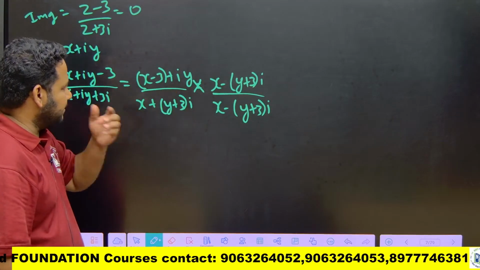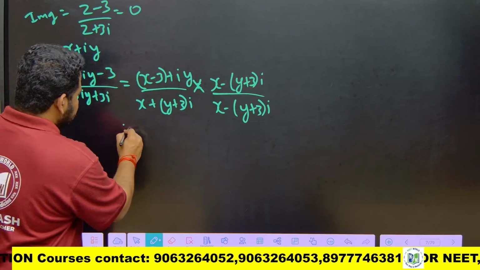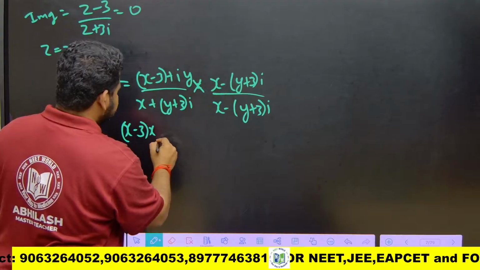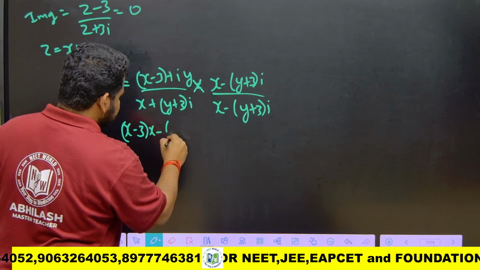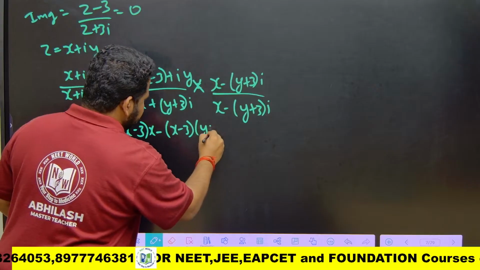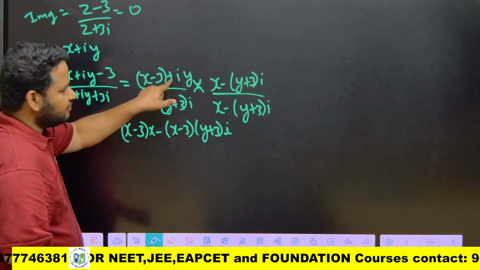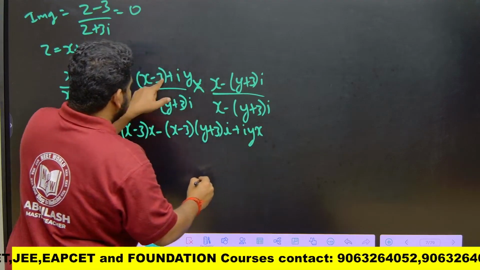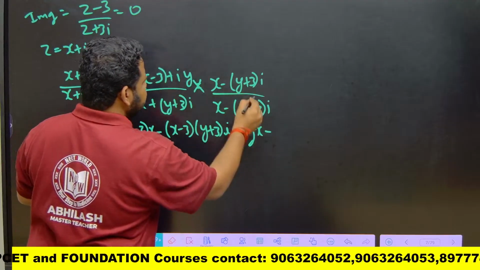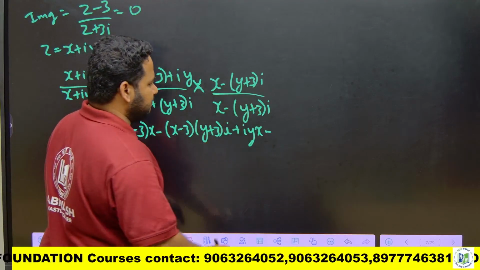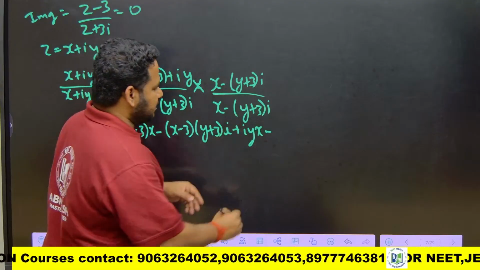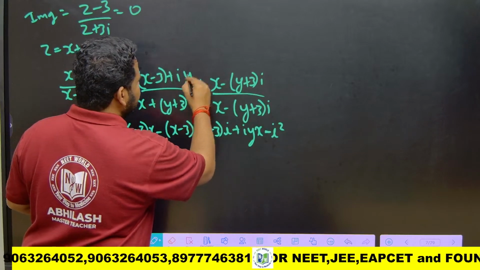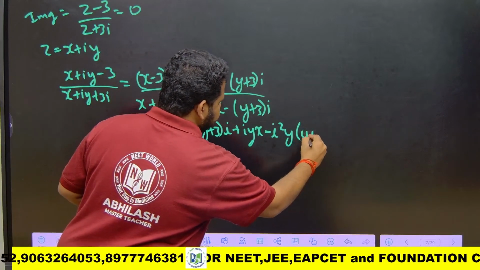Now I have to multiply this. So what will I get in the numerator? (x - 3) into x, okay, next (x - 3) into minus (y + 3)i, okay, i is there. Next I have iy into x, and iy into minus (y + 3)i. Plus into minus is minus. Okay, i into i is i square, and i square is minus 1. Let me write it: minus i square into y into (y + 3). This is what I have.